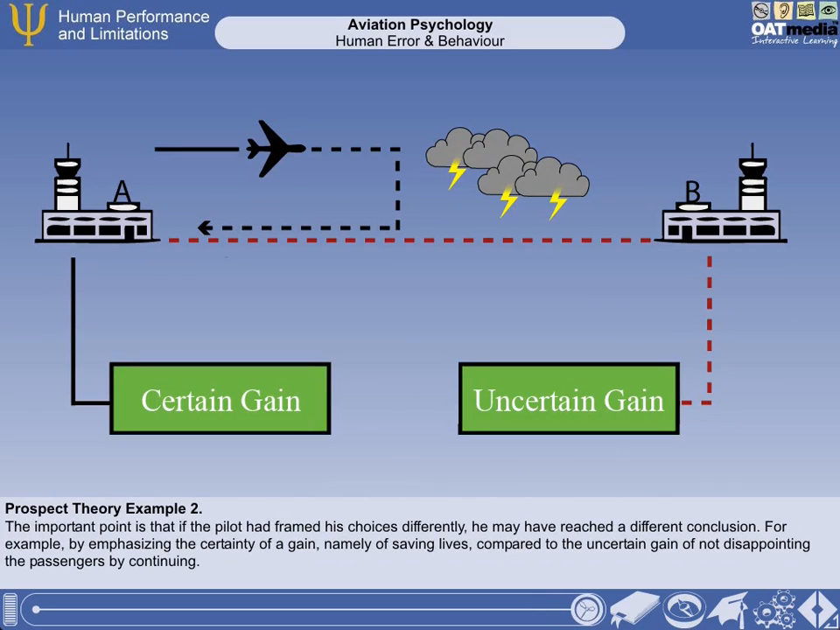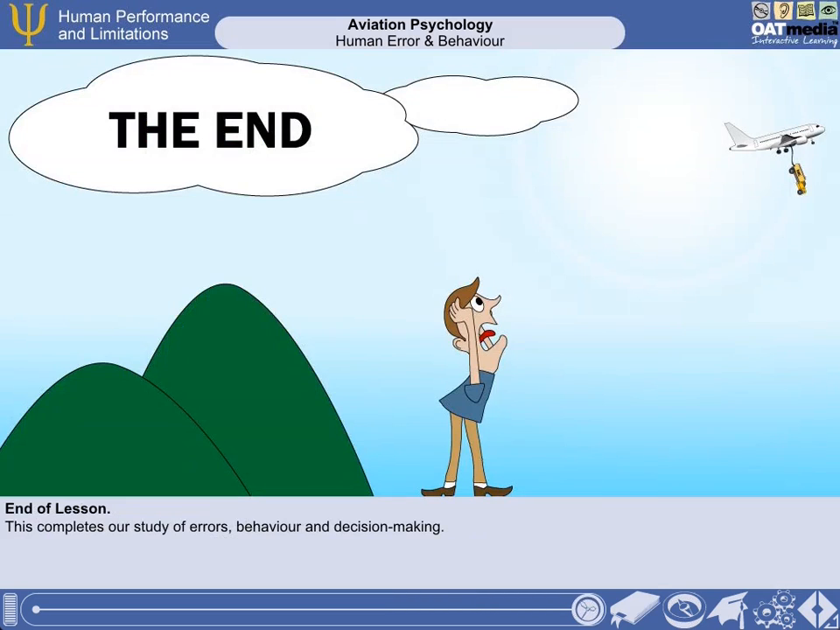The important point is that if the pilot had framed his choices differently, he may have reached a different conclusion. For example, by emphasizing the certainty of a gain, namely of saving lives, compared to the uncertain gain of not disappointing the passengers by continuing. This completes our study of errors, behaviour, and decision-making.